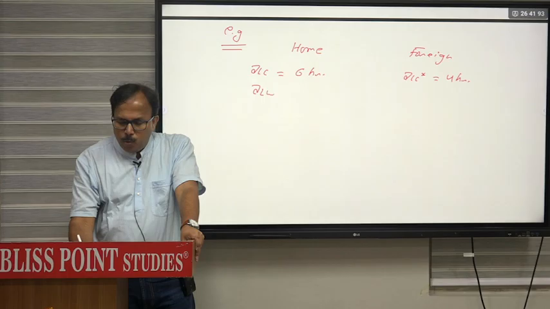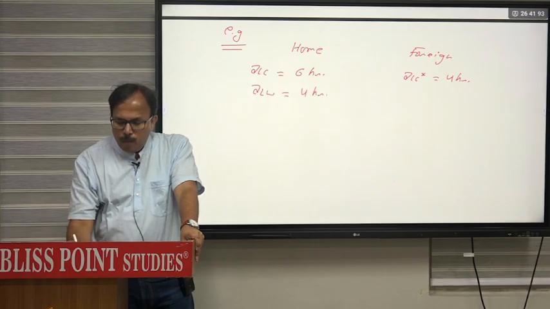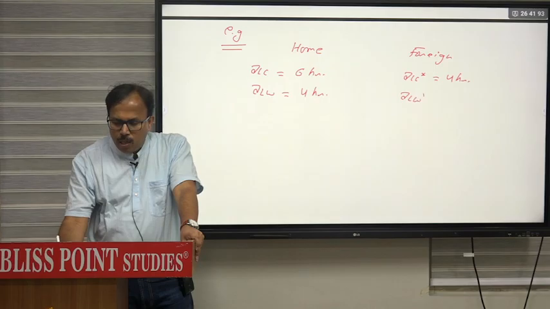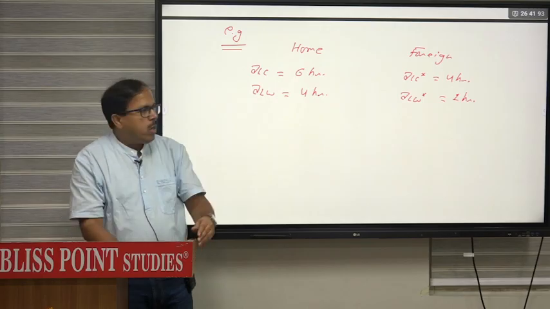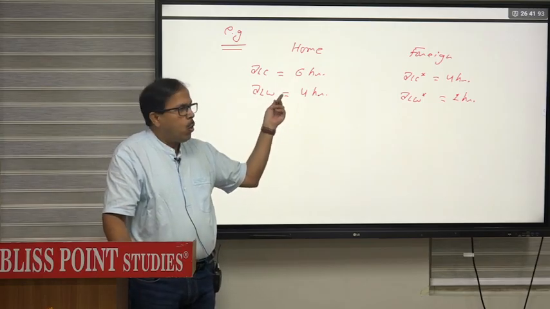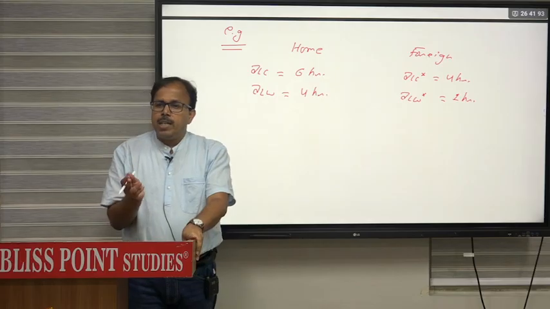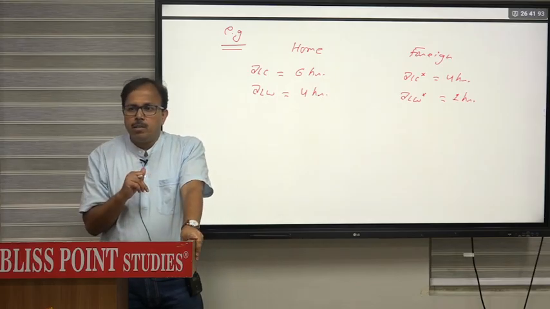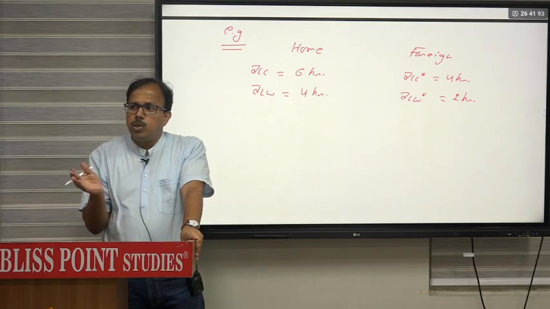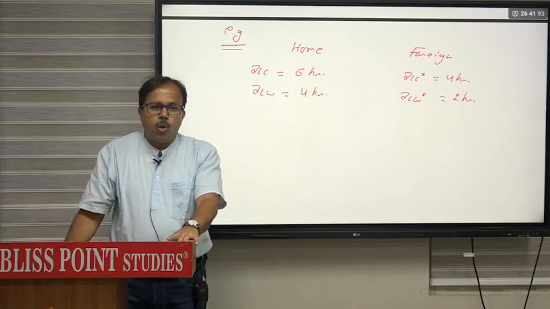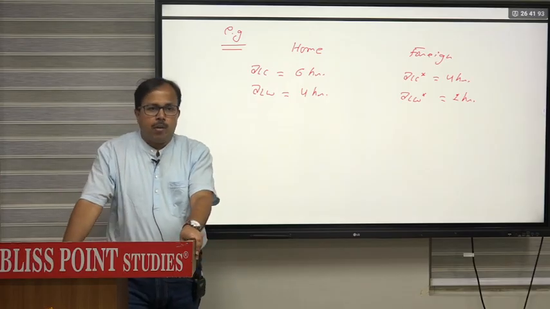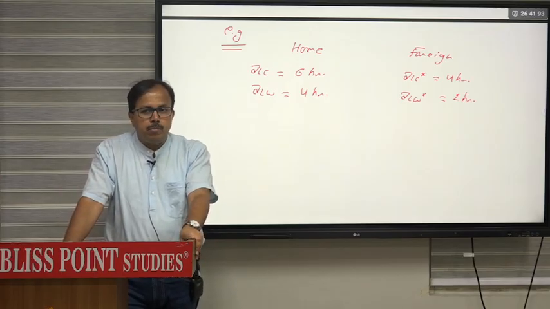Second, ALW is 4 hours, and ALW star is 1 hour. So in producing wine also, home country is taking more time, foreign country is taking less time. So foreign country has absolute advantage in both lines of production. फॉरेन कंट्री के पास क्लॉथ चीज़ और वाइन दोनों को प्रोड्यूस करने का एब्सोल्यूट एडवांटेज है. तो कैन ट्रेड टेक प्लेस, दोनों ही प्रोडक्ट फॉरेन कंट्री कम टाइम में प्रोड्यूस कर सकता है.